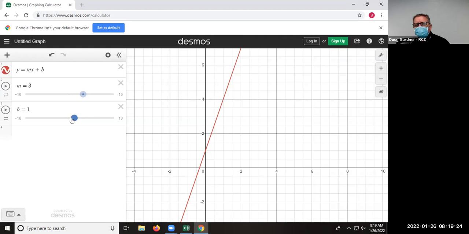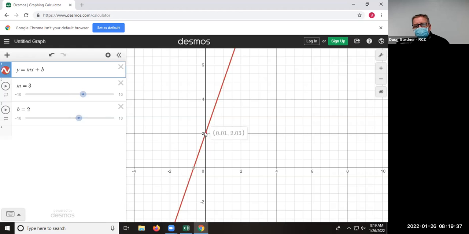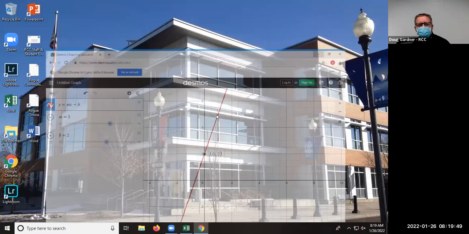And then the b value, as I mentioned, actually shows where it crosses the y-axis. Notice the b value here is 1, and sure enough, it crosses right there at 1. What happens if I move that up to 2? Look at that, now it crosses right there at 2. So those two numbers are directly visible with the line that I draw. That's kind of neat to see. Anyway, we'll play more with that in the second part of the class today.